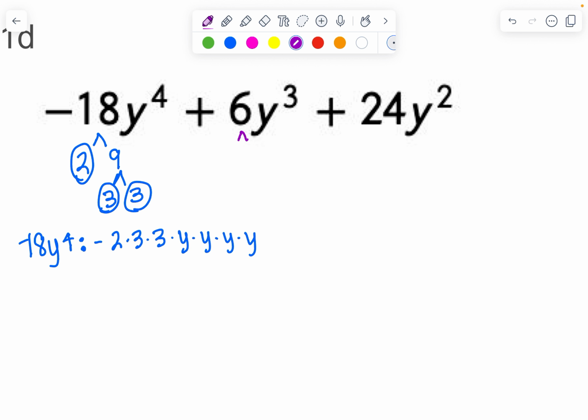6y to the 3rd. 6 we said is just 2 times 3. We can't break that up anymore. So 6y to the 3rd is 2 times 3 times y, y, y.